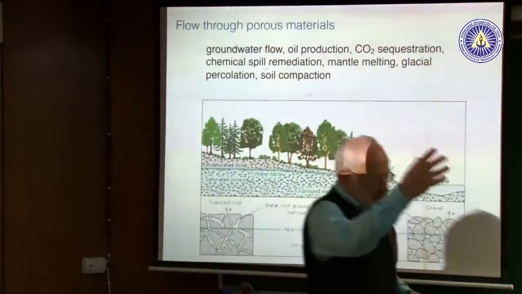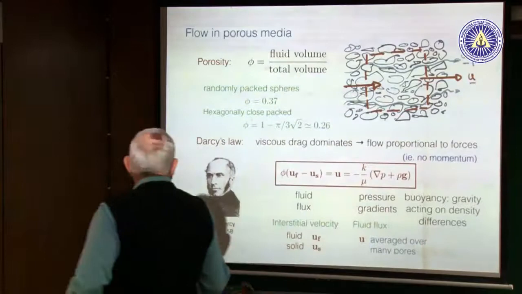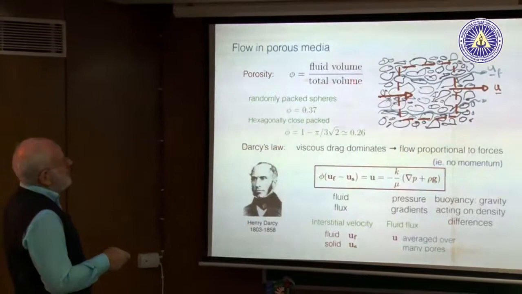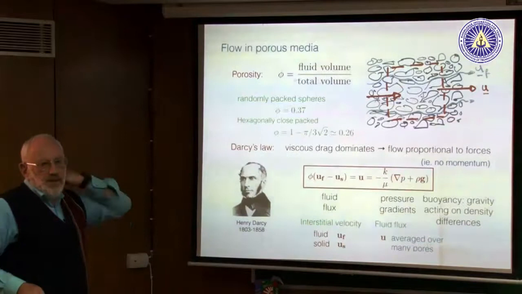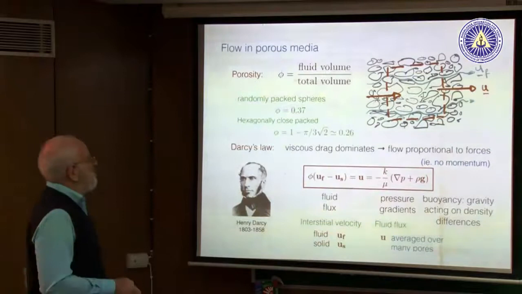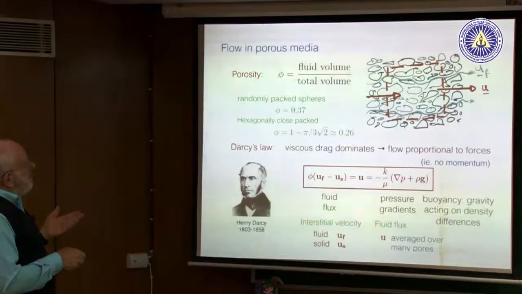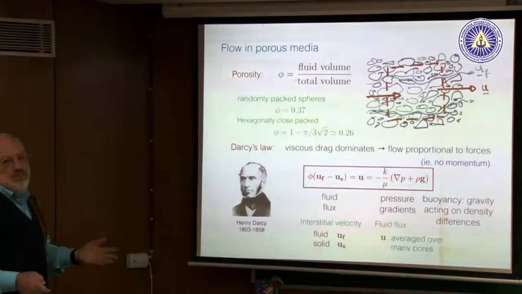Here are some different examples of geometry. Here's Darcy, the French guy. And there are two important parameters. One is the porosity, the fluid volume to the total volume. So if the porosity is zero, then it can't take any fluid in. If the porosity is one, well, it's only fluid. That can't happen in a real porous medium. If you have randomly packed spheres, it's about 0.37. If they're hexagonally close packed, it's about 0.26. This has to be a variable between 0 and 1, and you measure it.